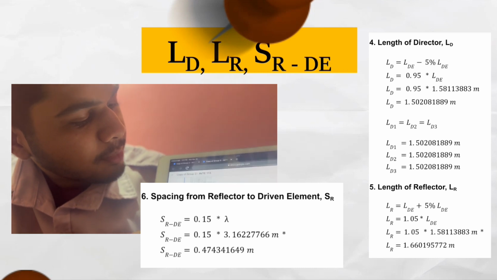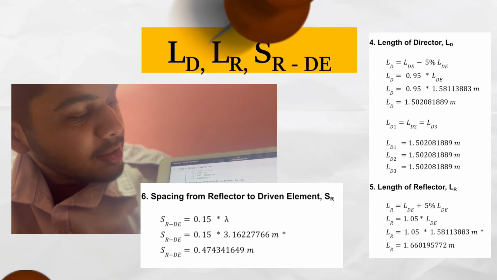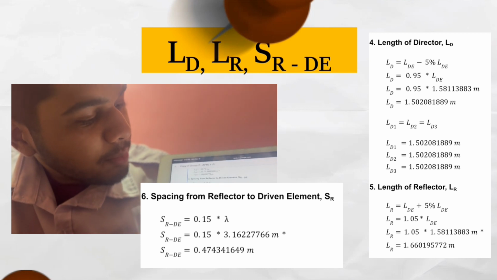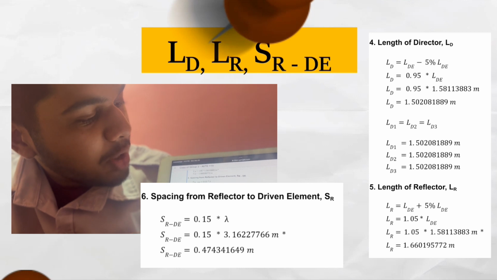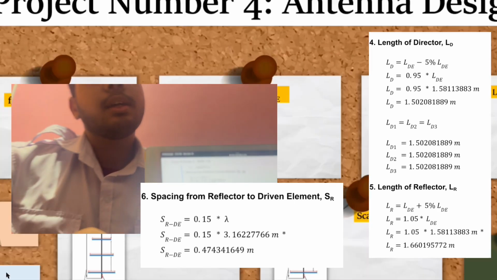1.660195772 meters. And number 6, we did SR minus DE, 0.15 times lambda. This is the spacing from reflector to driven element, SR minus DE. And we multiply them both as we replace the lambda with 3.1622766 meters. So it is equal to 0.4743416449 meters.